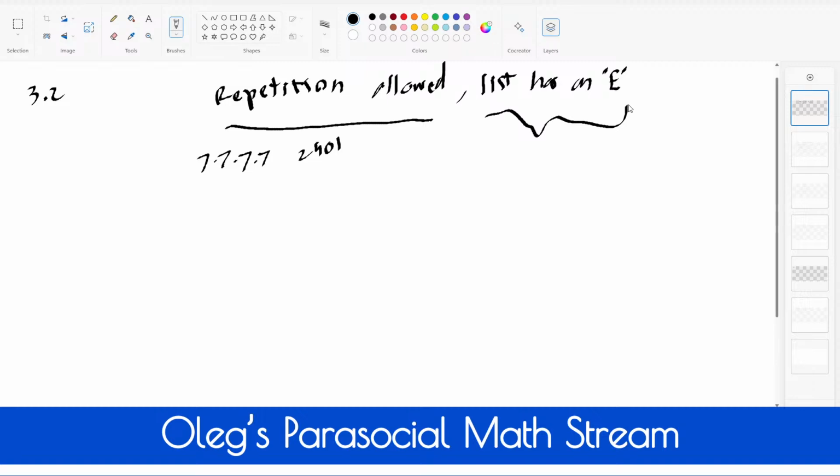Okay, so we have to figure out how many have an E. In making a list that does not contain an E, we have 6 choices for each list entry. Remember, it has to have an E, so we have to figure out how many lists do not have an E. Basically, we have 6 choices for each entry because there's only one E in the list. So we have 6 times 6 times 6 times 6.